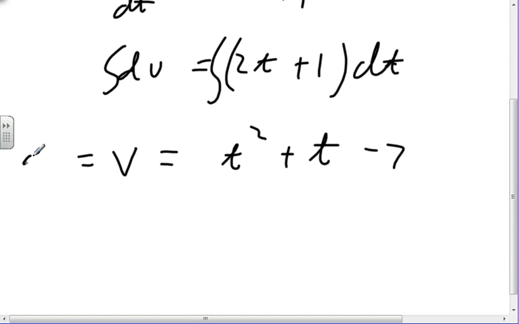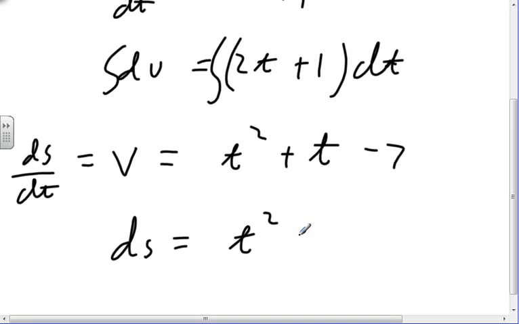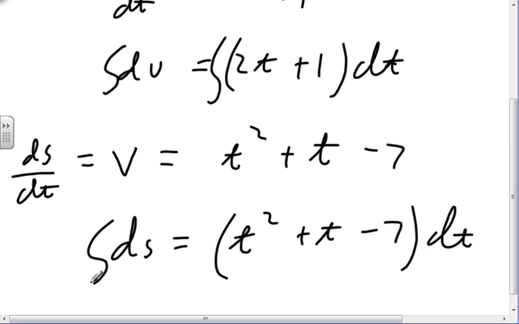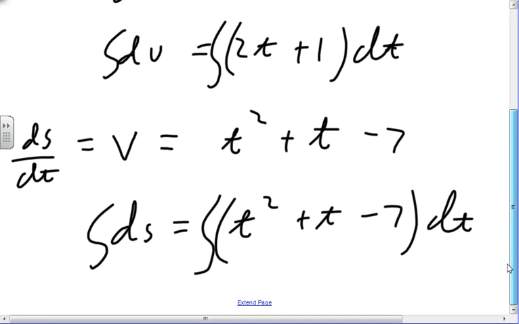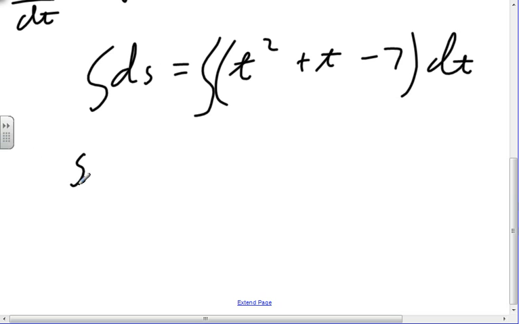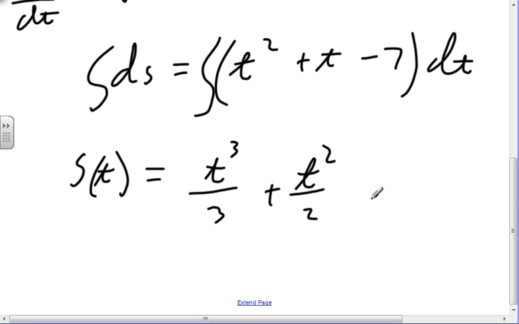This is change in position over change in time. So the change in position is t squared plus t minus 7 dt. Integrate both sides. Position at time t is t cubed over 3 plus t squared over 2 minus 7t plus x of 0, which is 4.